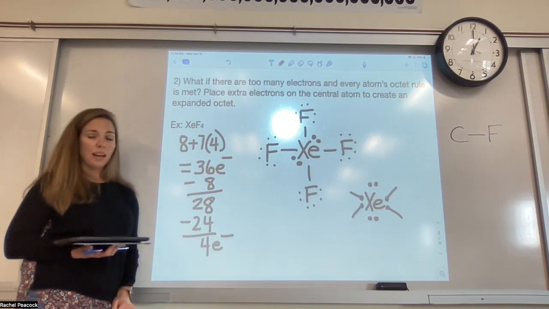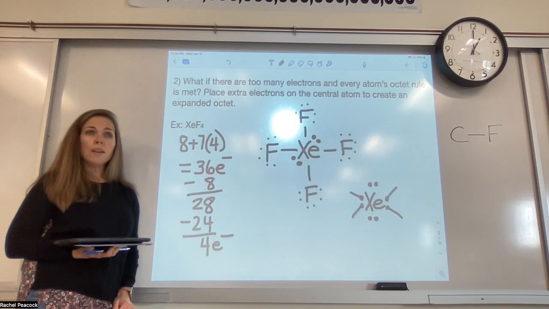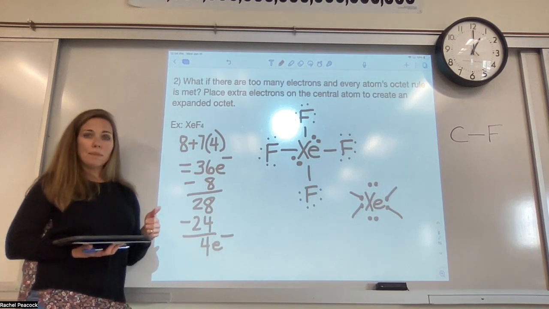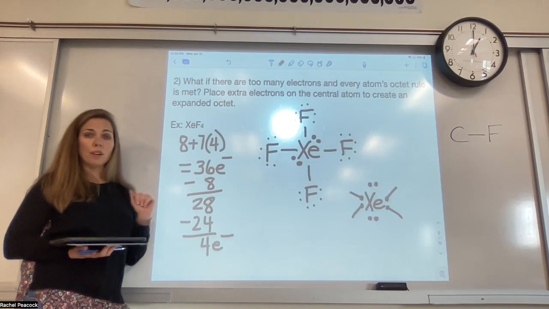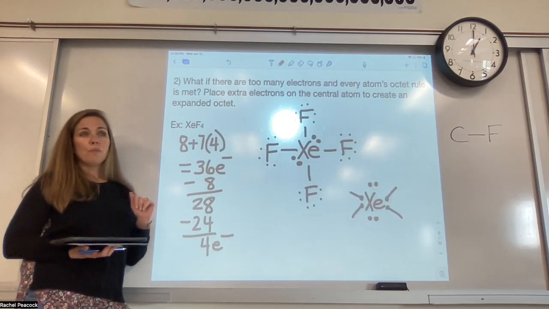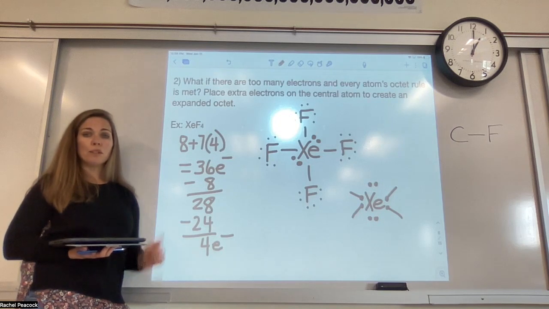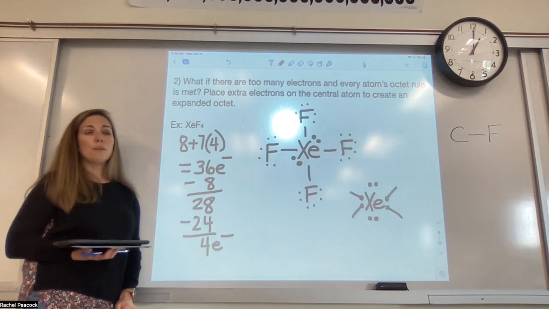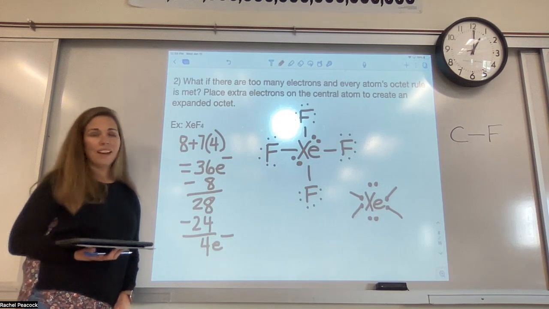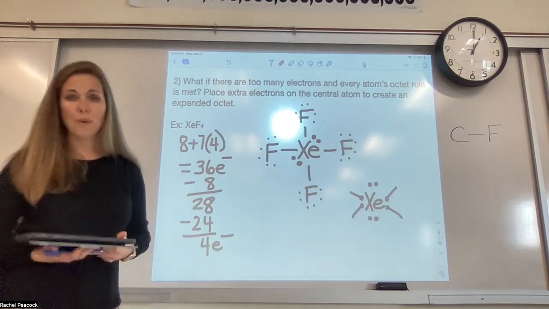So you just, again, follow the rules. If it's a polyatomic ion, draw brackets around it and put the charge on the outside. If you don't have enough valence electrons, try some double or triple bonds. And if you have too many, then you have an expanded octet and the extra ones go on the central atom. Okay, so give that a try and I will see you on Wednesday.